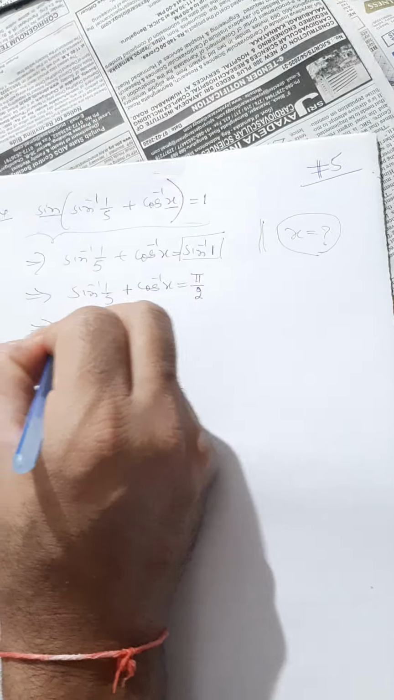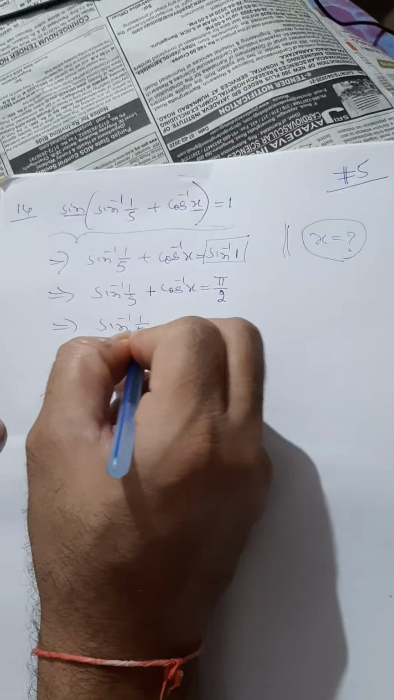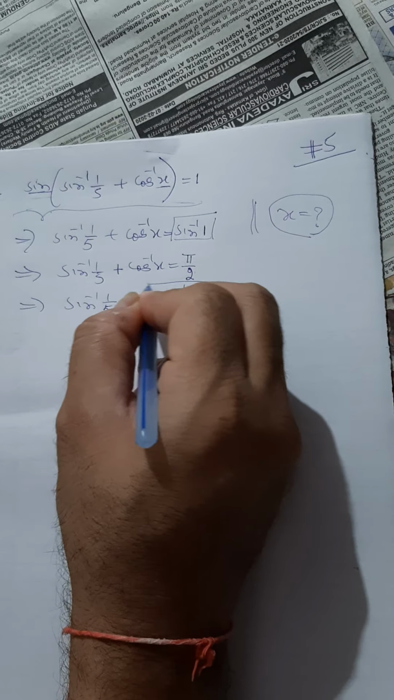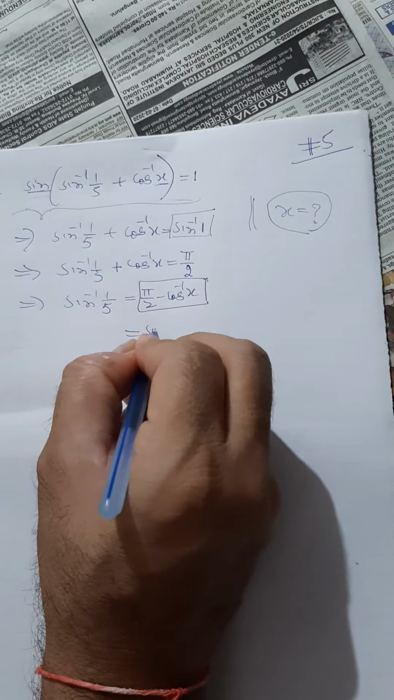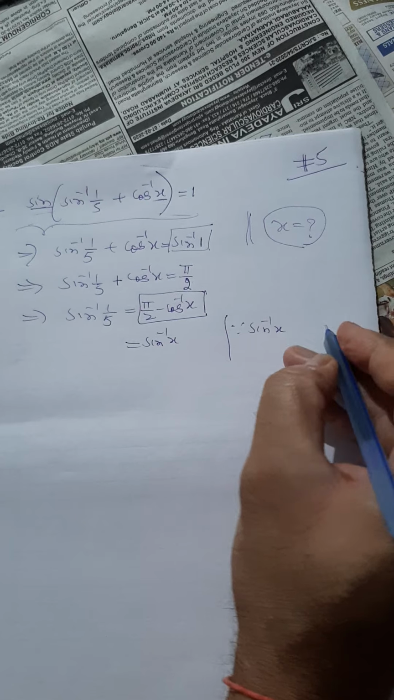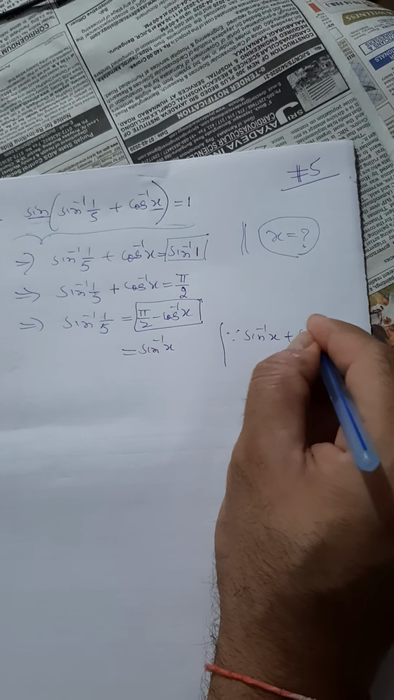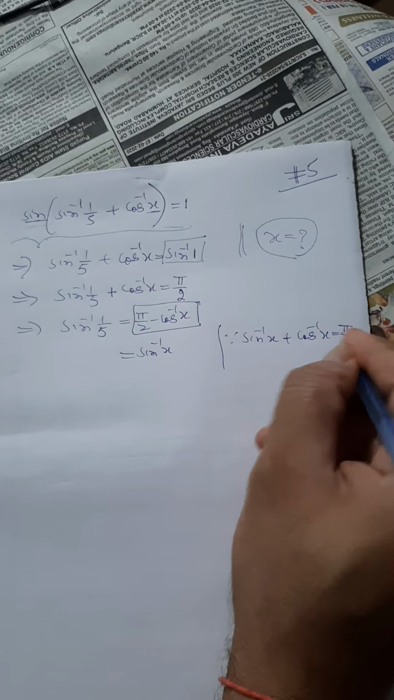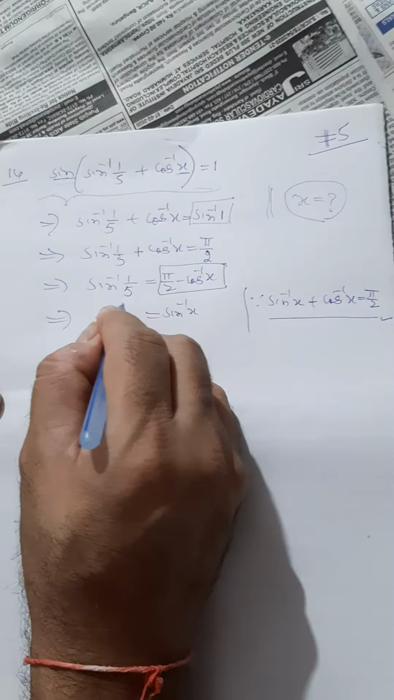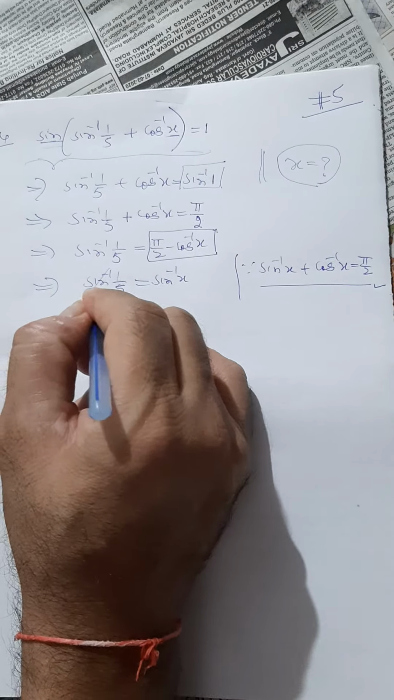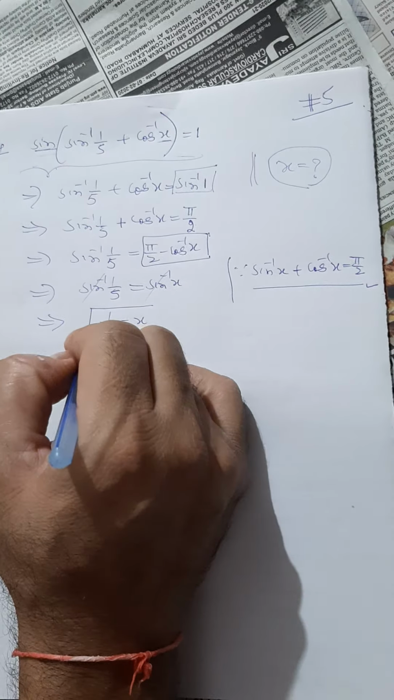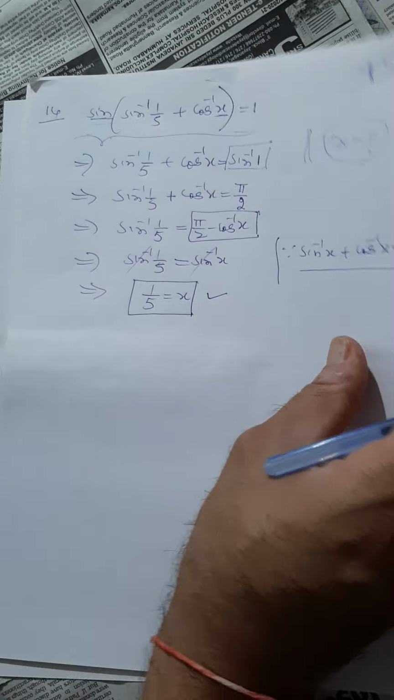I'll take this one on this side now, equals to, this is pi by 2 minus cosine inverse x. Now this is again known to us, which is nothing but the sine inverse x because of this property: sine inverse x plus cos inverse x equals pi by 2. So this implies sine inverse 1 by 5 equals this. So this sine inverse will get cancelled. So 1 by 5 equals x. This is the final answer.